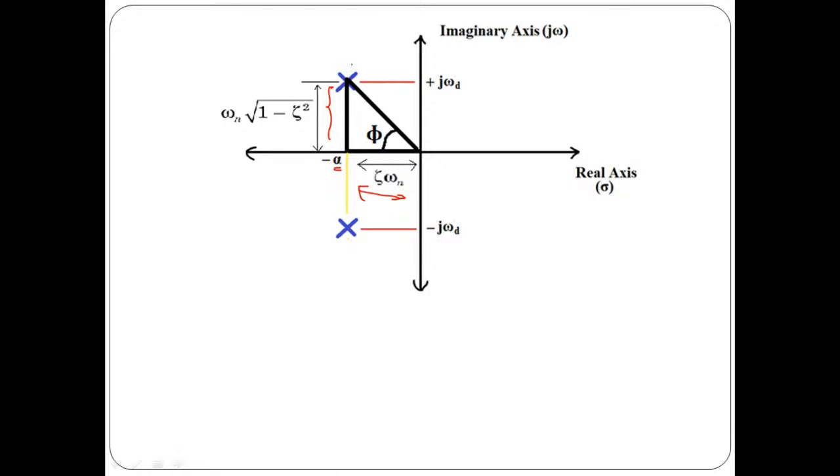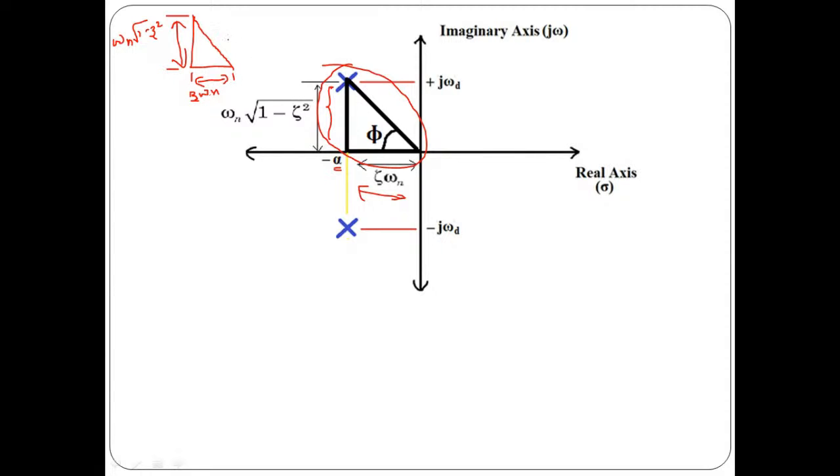So let us try to focus on this particular triangle only. So basically we have a triangle like this. The height of this triangle we indicate by symbol omega d, which is omega n under root 1 minus zeta square, and the base of this triangle we indicate by symbol alpha, which will be zeta into omega n.